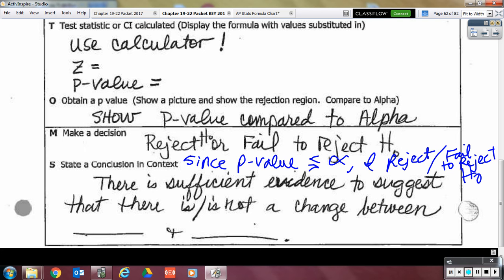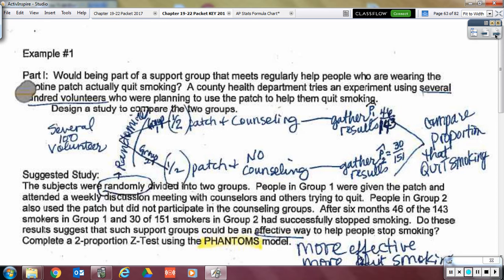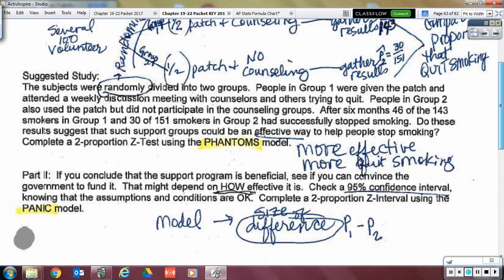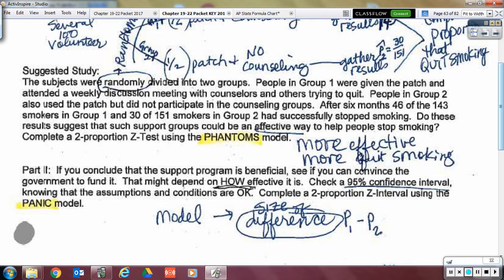Let's now do one. Okay, so turn to the next page, and we're not going to do this top part, but I'm going to read it because it kind of guides us into what this question's about. So this question is wondering if being part of a support group that meets regularly helps people who are wearing a nicotine patch actually quit smoking. So a county health department tries an experiment using several hundred volunteers who are planning to use the patch to help them quit smoking. So we're not going to go into the design of the study right now. Let's go ahead and read this suggested study.